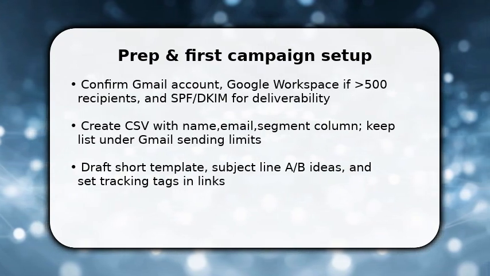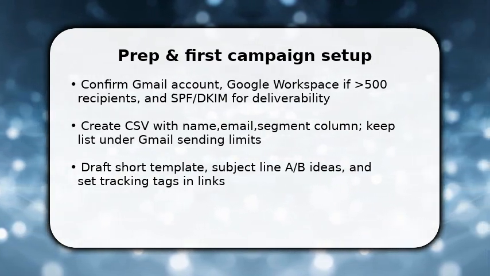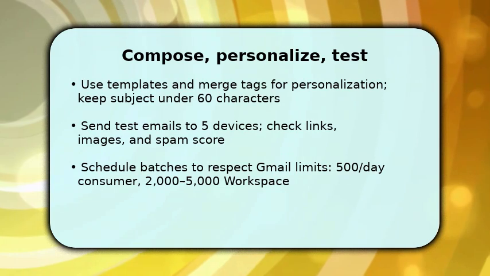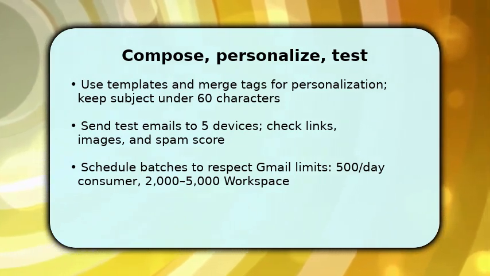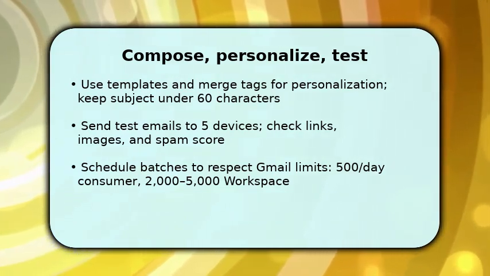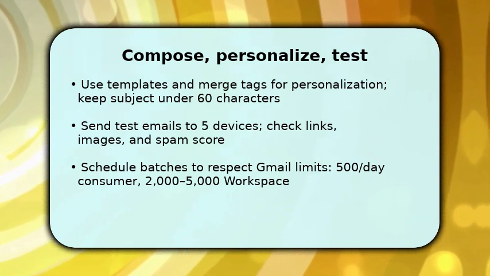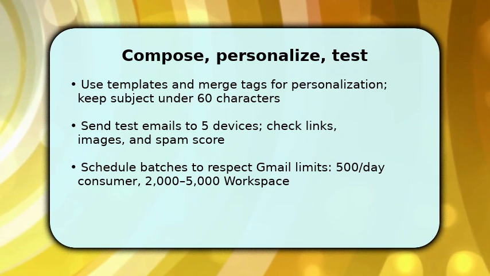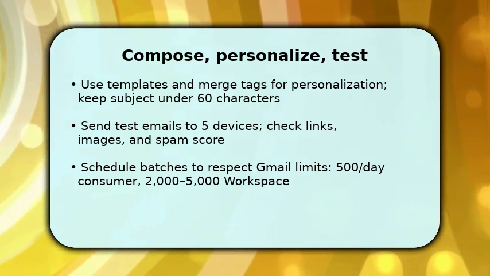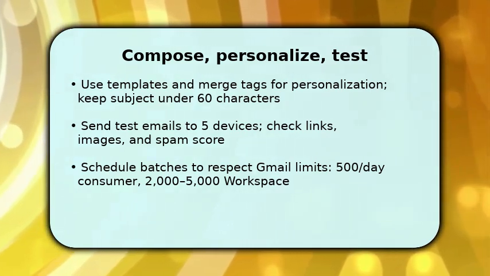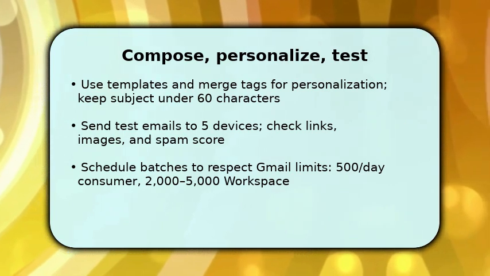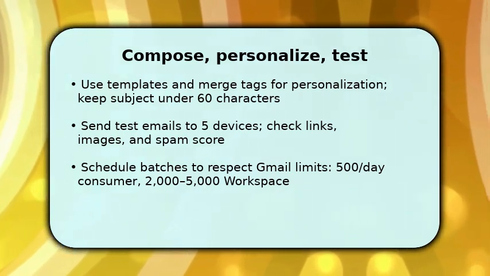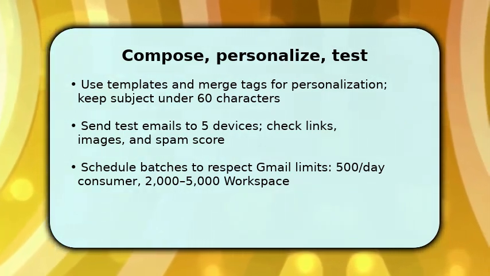You now focus on composing and personalization. Insert merge tags for first name and custom fields, and keep your subject line under 60 characters to avoid truncation. Once your draft is ready, send tests to at least 5 devices and clients to verify rendering, link tracking, and image loading. Make sure to stagger sends into batches respecting Gmail limits: consumer 500 per day, workspace higher.